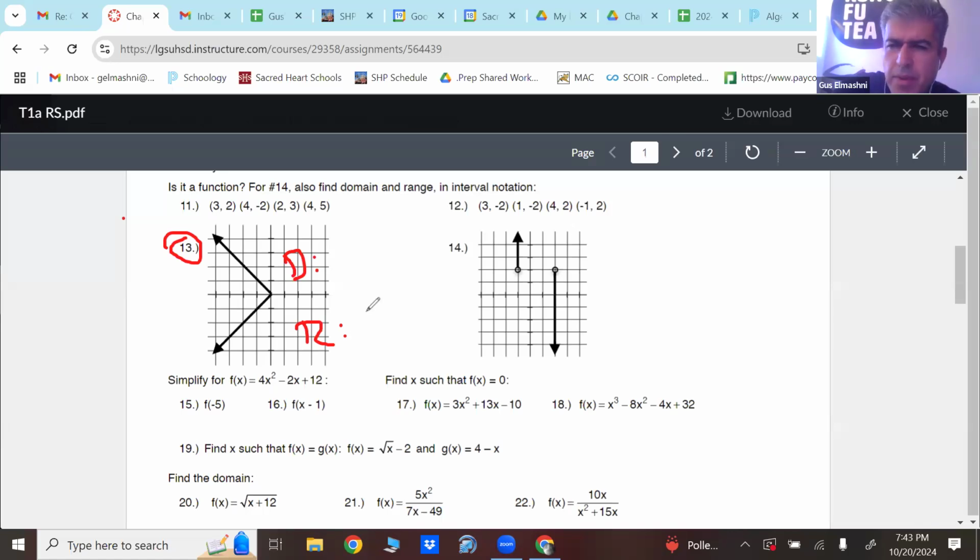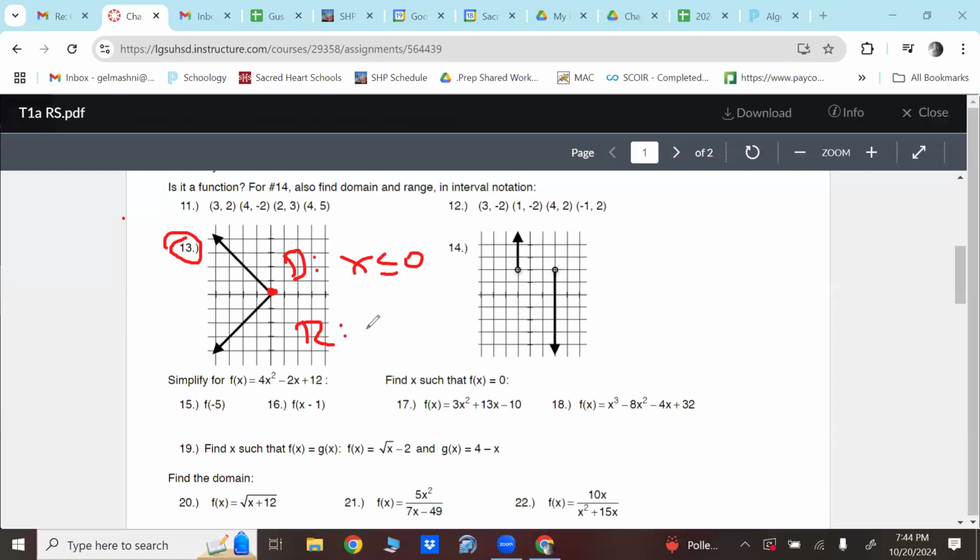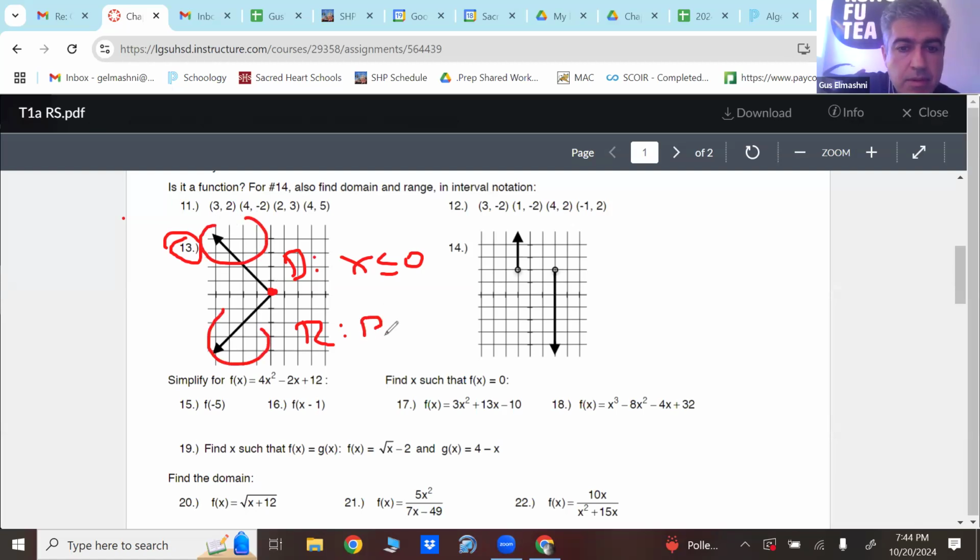Okay, so what's the domain for this one? What are the x values that would be valid here? Anything that's less than 0. Perfect, good. How about the range? What would you say the range would be? It'd just be all negative numbers. And positive numbers too. Yeah. So it's all real.